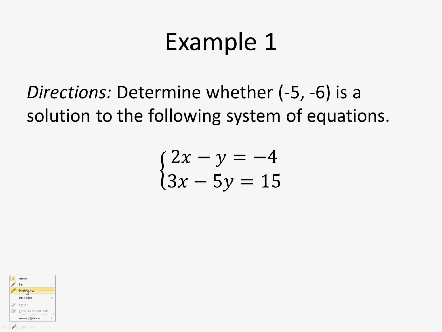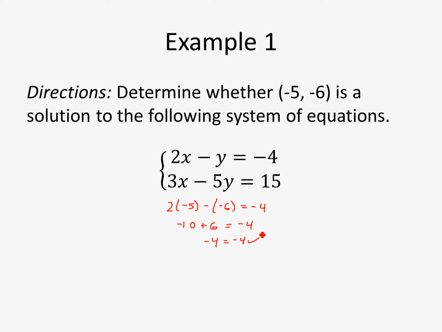So to determine if it is a solution, let's take the top equation and let's plug the x value in for x, and let's plug the y value in for y. So let's check this. 2 times -5 is going to be -10, minus a -6 is going to become +6, because a negative times a negative is a positive. And so then this is -4. Is that true? Is -10 plus 6 -4? It is. So then that works.